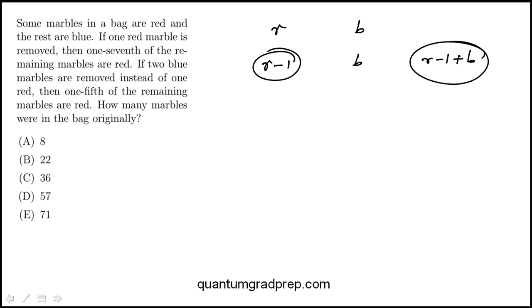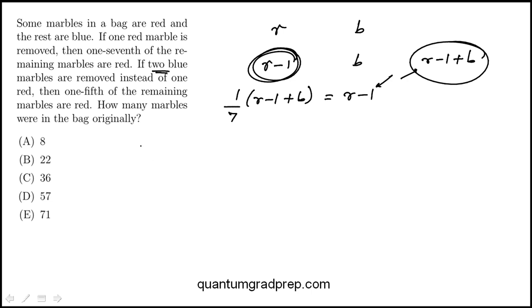They're saying 1/7 of the remaining marbles are red, which means that 1/7 of the number of remaining marbles is equal to the red. Now, you have to equate this not to R, but to what's left in the bag, which is R minus 1. That's probably where they're expecting most people to make a mistake. So that's the first relationship.